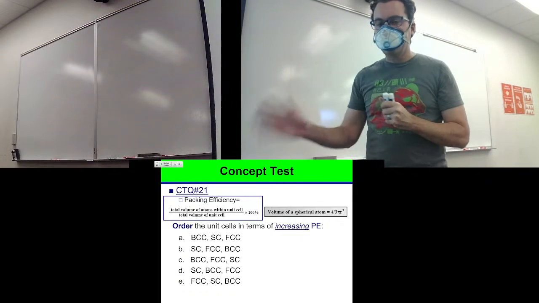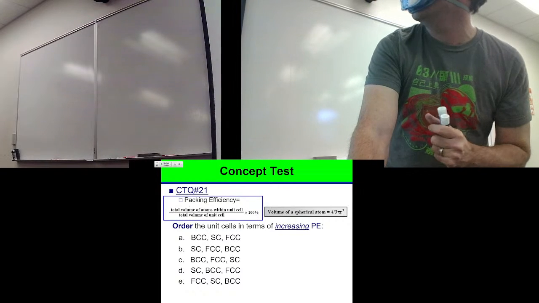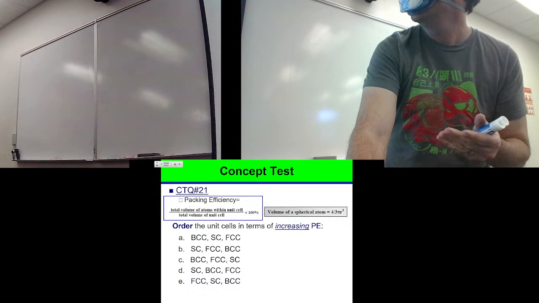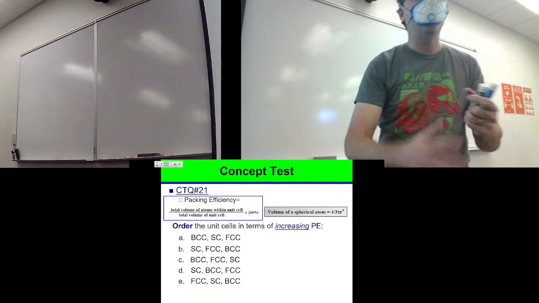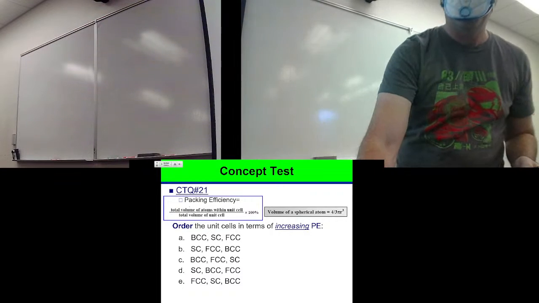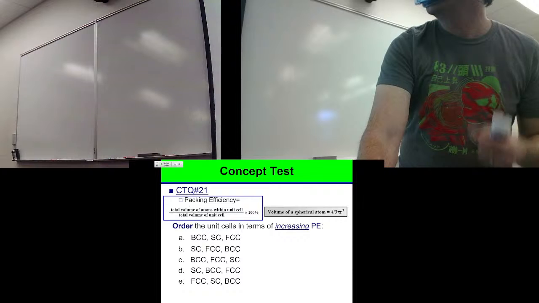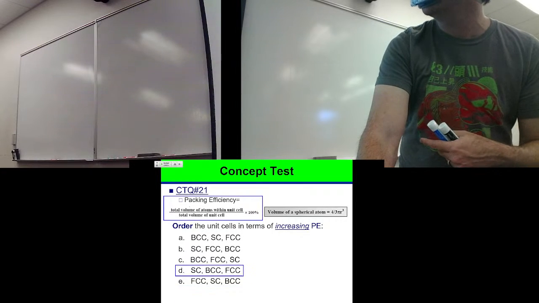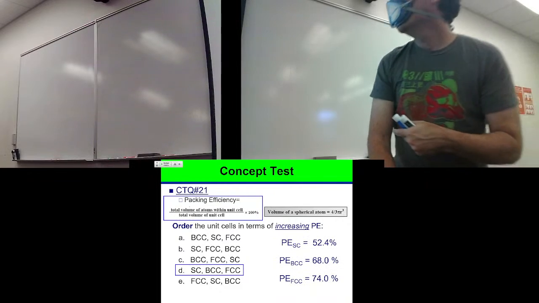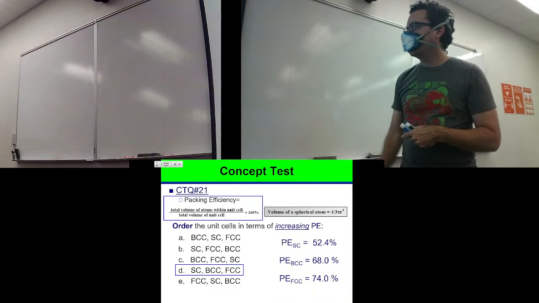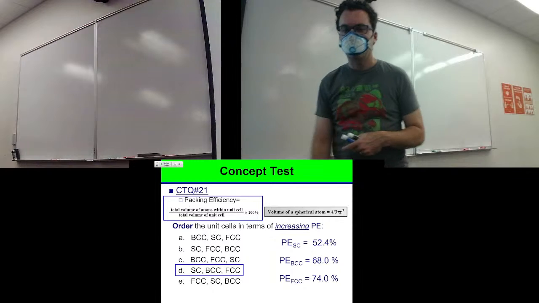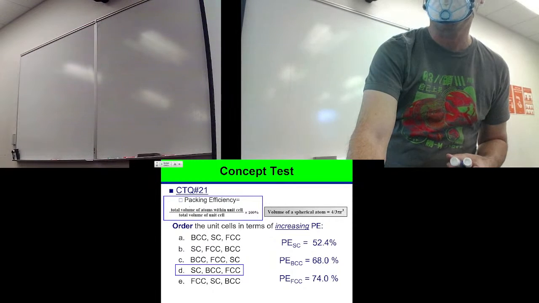And again, the exact numbers don't matter. What you should know is the relative order. Simple cubic is going to have the most empty space. It's got a low packing efficiency. Then body-centered cubic, then face-centered cubic is going to have the highest packing efficiency. So those are the numbers we calculated. You don't have to memorize those. Just know the order. That's all.